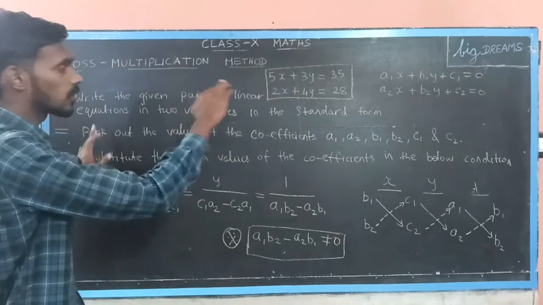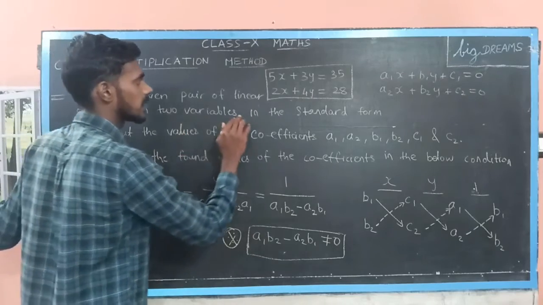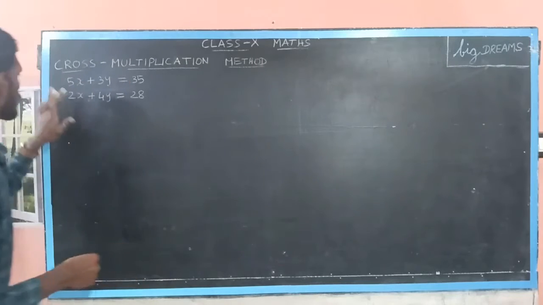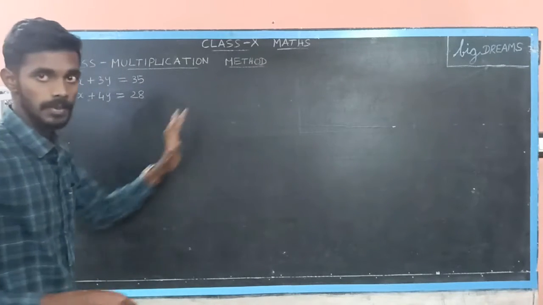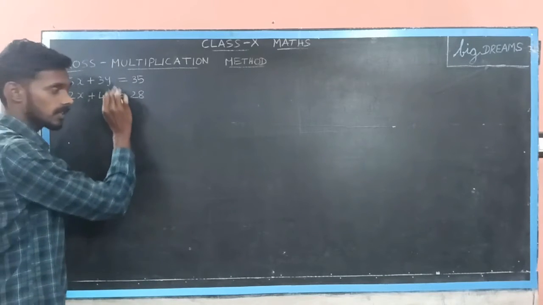So this is the cross multiplication method. We are going to see this method clearly using this example. Students, let's solve this linear pair of equations in two variables using the cross multiplication method. In the first step, we have to write the given equations in standard form.